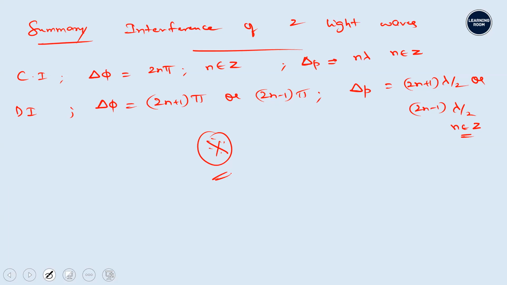Right? The next concept that we are going to discuss is Young's double slit experiment. It's called Young's double slit experiment, or you also call it YDSE. Suppose I have two slits through which light is passing.